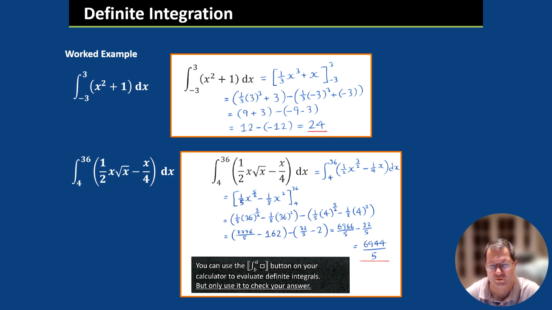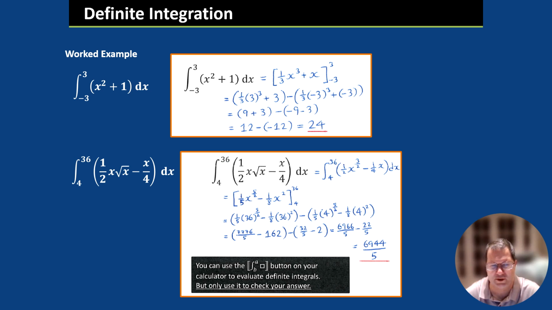Firstly, we substitute 3 into the expression, the top limit, to get 1/3 of 3 cubed plus 3, which is equal to 9 plus 3 or 12. Then we have our minus sign between the substitutions, and then we substitute -3. A third of -3 cubed plus -3 is the same as -9 take away 3, which is -12. And then finally we're doing 12 take away -12, which is 24.